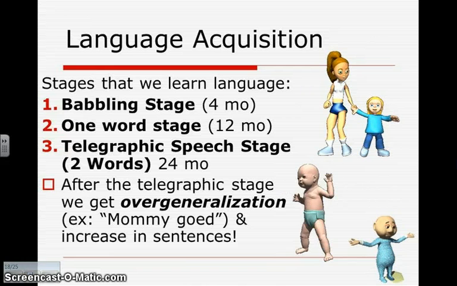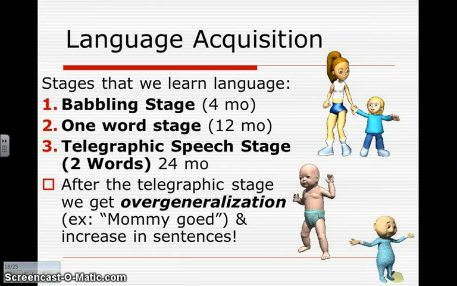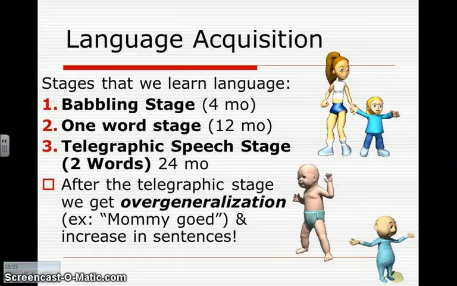It's kind of interesting because after that two-word stage, kids get to the point where they start to overgeneralize. So they say things like "mommy goed." Instead of "mommy went to the store," "mommy goed."